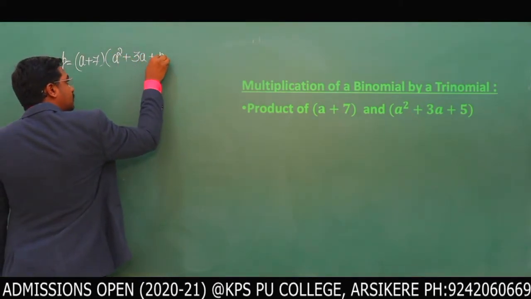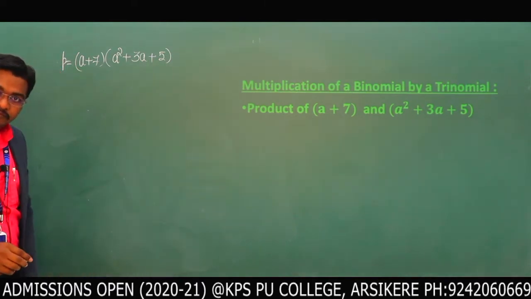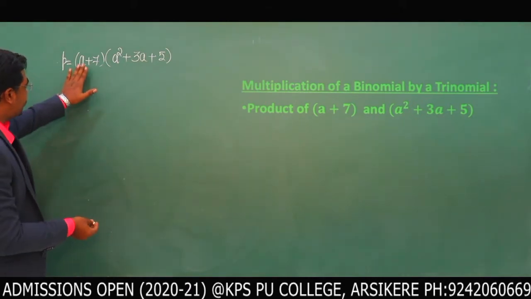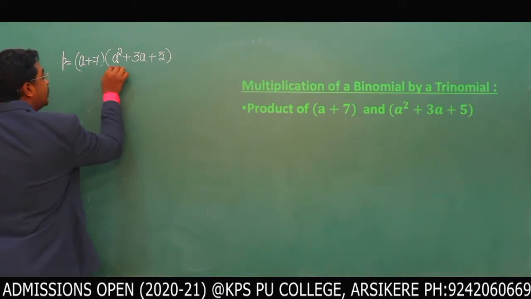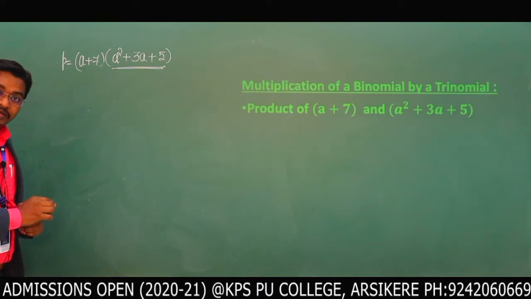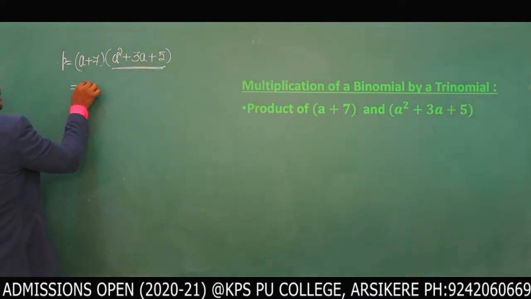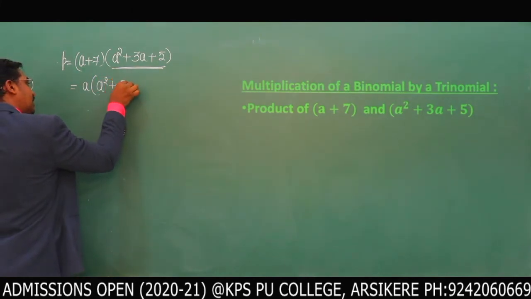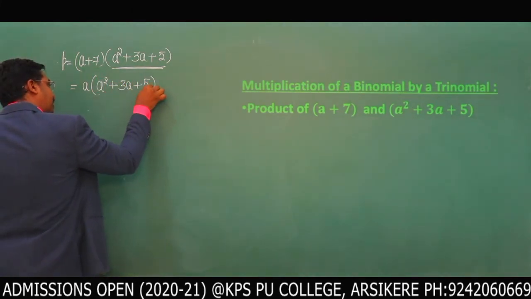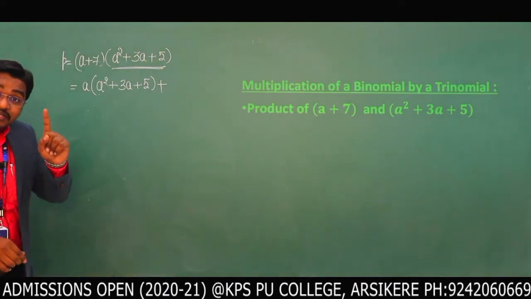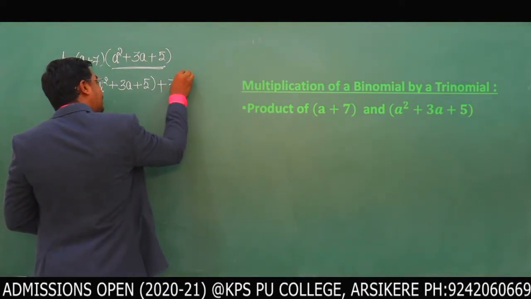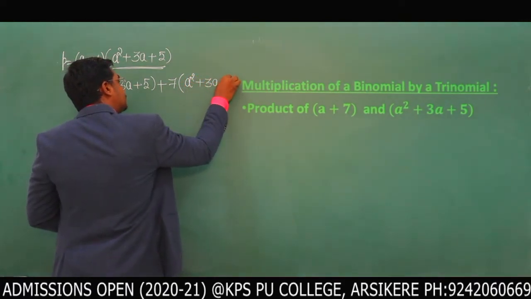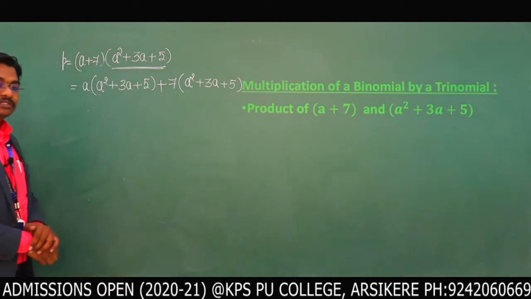How to simplify this term? Again go with the distributive property. What is the first term here? a into the entire expression. So this becomes a times a square plus 3a plus 5, plus, what is the second term? The constant, that is 7 times a square plus 3a plus 5.